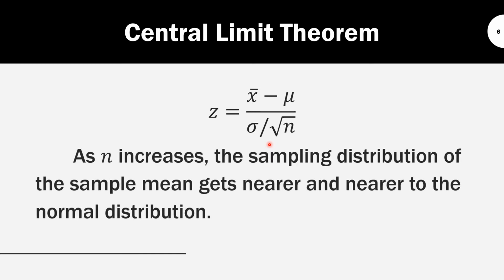Another thing is, the central limit theorem tells us that as our sample size increases, our sampling distribution of the sample mean gets nearer and nearer to the normal distribution, or it approaches the normal distribution. And it makes sense. It just tells us that the more samples we have, the more accurate our distribution will be, or the sample mean that we can get.